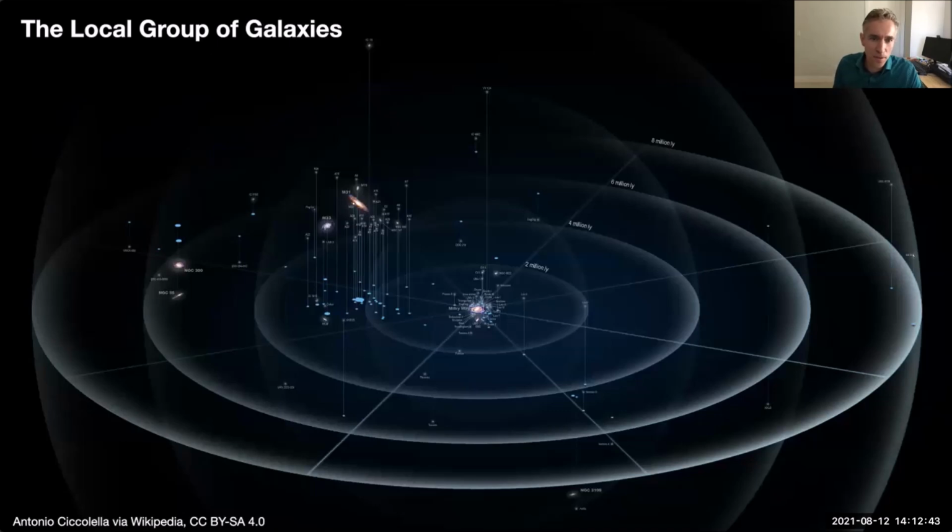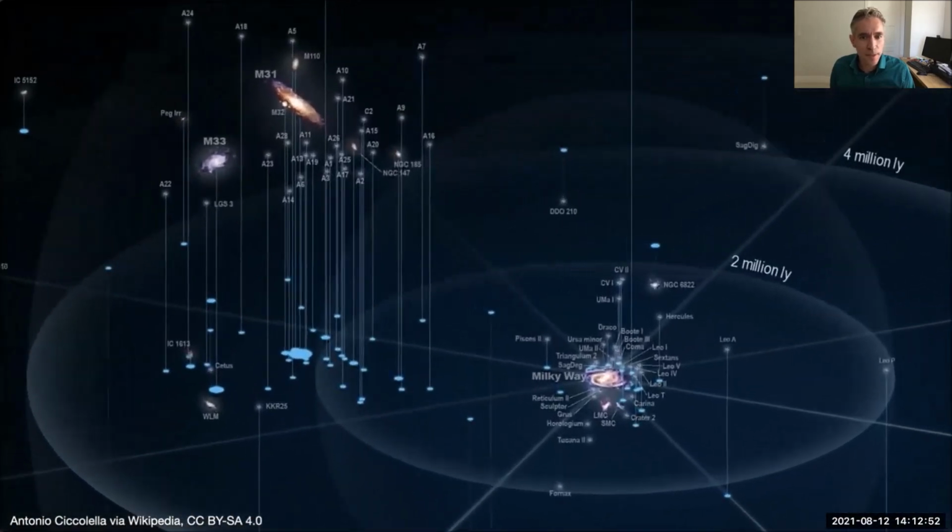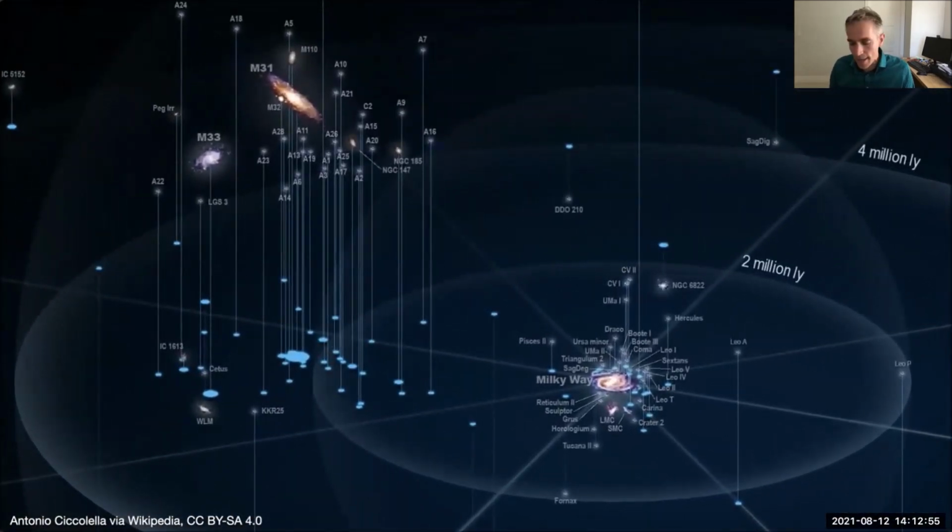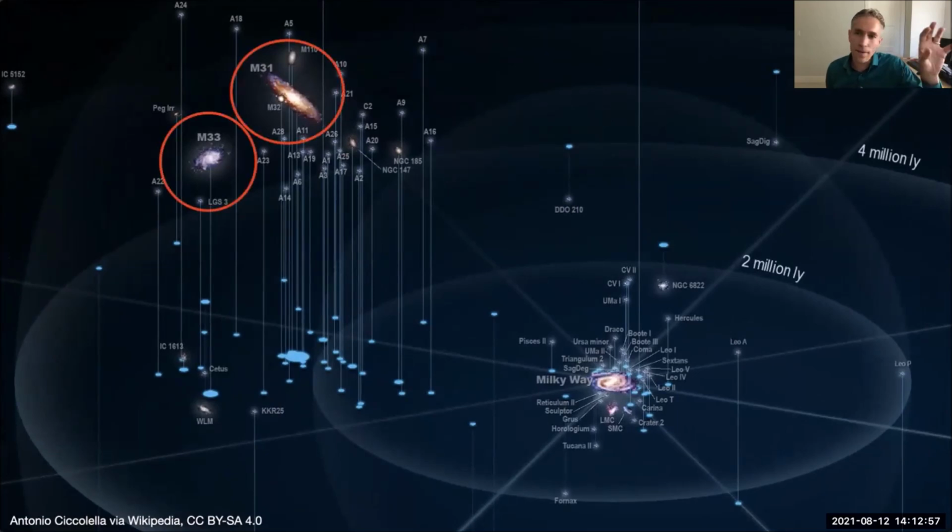This is a map of our local group. The Milky Way is there at the center of these concentric spheres. And most of the observations I'm talking about are going to be happening between where we are in the Milky Way and some targets up here in this other concentration of galaxies that we see. These are M31 and M33, relatively large targets. M31 is the Andromeda galaxy, and it's the other big galaxy in our local group of galaxies. And it has a little sibling, M33, nearby.